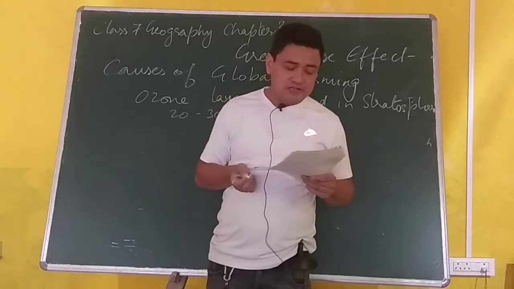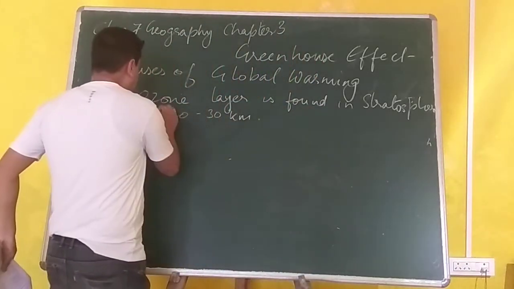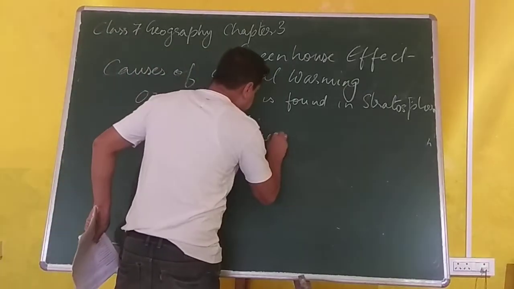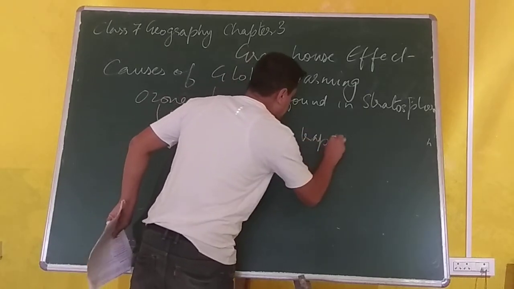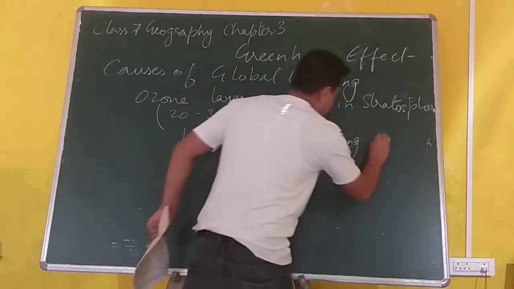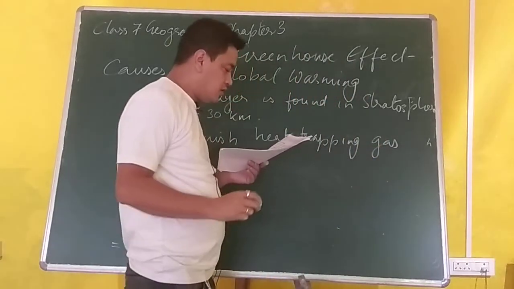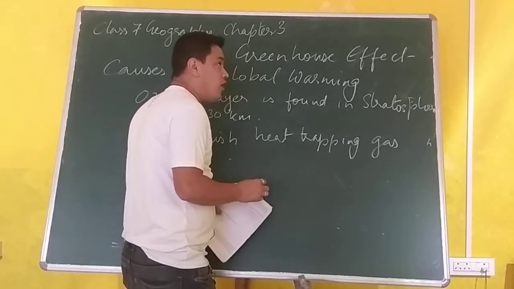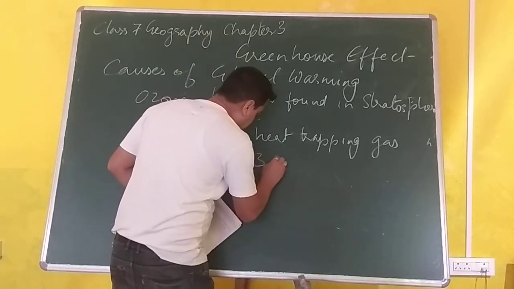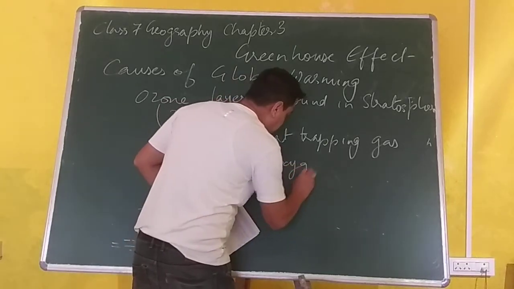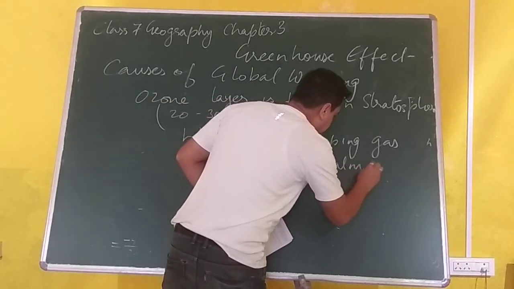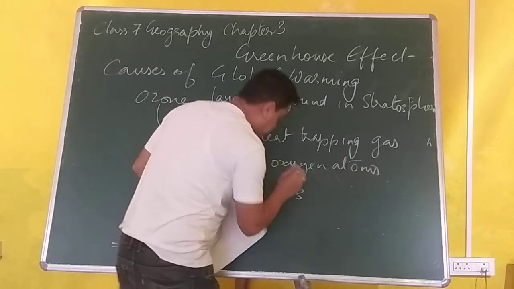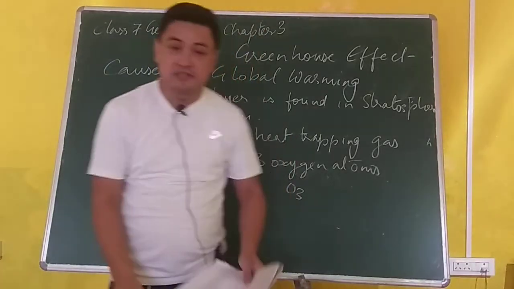Okay, so ozone is a bluish gas. So what is ozone? Ozone is a bluish, B-L-U-I-S-H, heat trapping gas, and it is made of 3 oxygen atoms, A-T-O-M-S. Okay, they are known as O3. So the formula is O3. Okay.